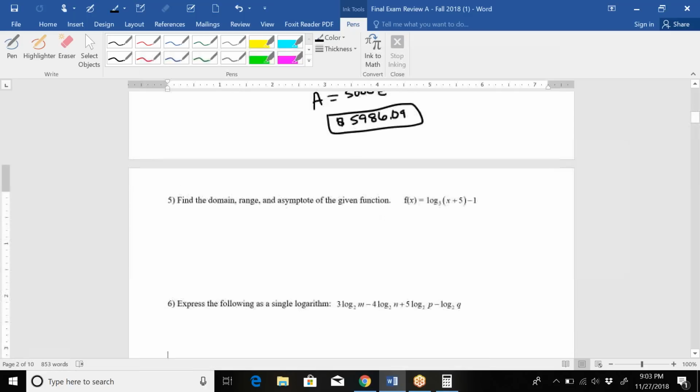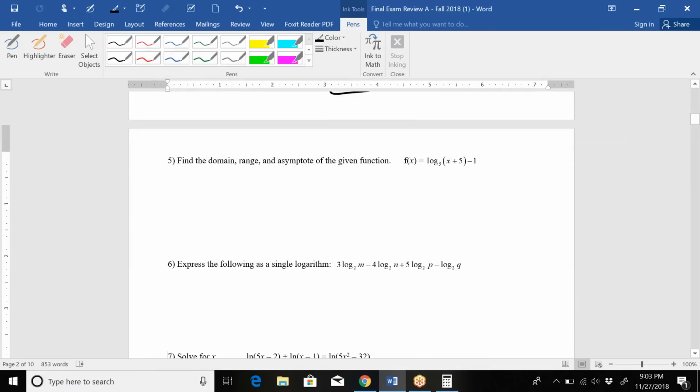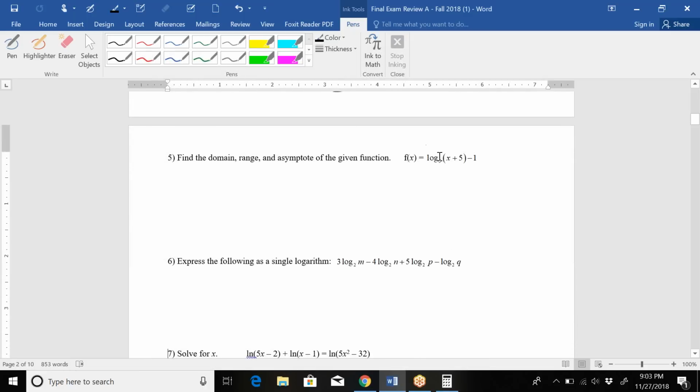Okay, for number 5, we want to find the domain, the range, and the asymptote of the given function, and it's a logarithm function. So logarithms have this issue where, remember, if you're dealing with an exponential, you have no domain issues, but then you have a range issue where you have a horizontal asymptote. A logarithm is an inverse of an exponential, so you get a vertical asymptote instead, so you end up getting a domain issue. The issue is that logarithms have to have an argument that is greater than 0. It can't equal 0, it can't be less than 0.